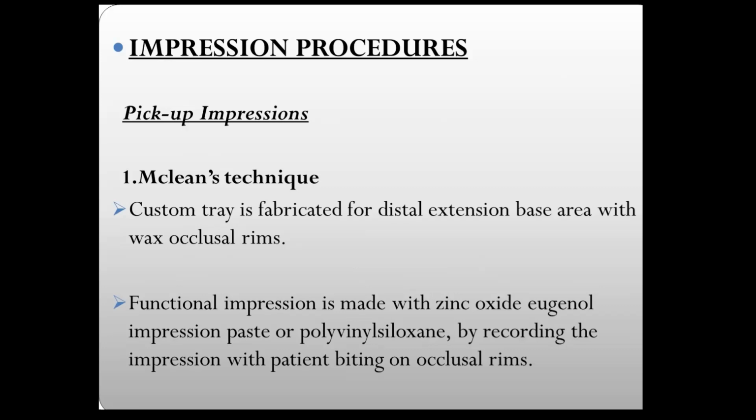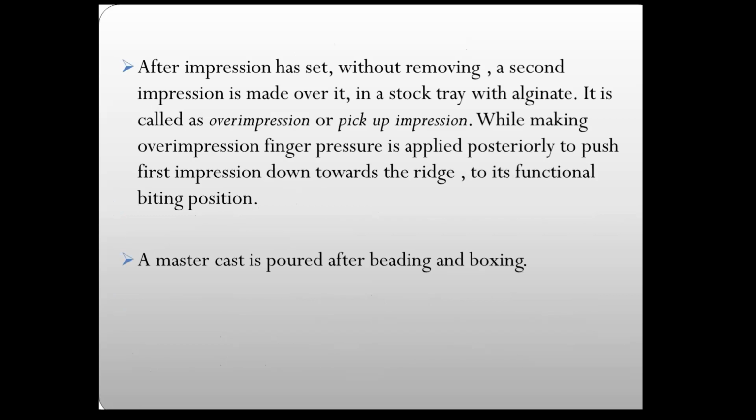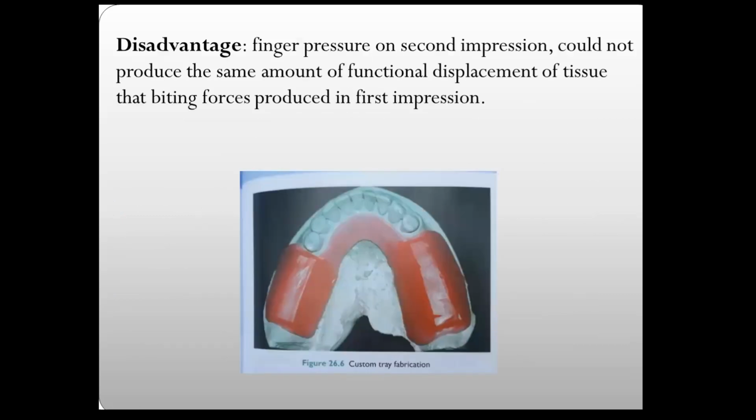The first one is the McLean technique. This was proposed by McLean. A custom tray is fabricated on the preliminary cast with an occlusal rim in the distal extension region. A wash impression is made using zinc oxide eugenol or polyvinyl siloxane, and while taking this impression, the patient should bite on the occlusal rim. This was the initial picture. This is the special tray fabricated with an occlusal rim on top, and the patient will be biting on this occlusal rim while the impression is made.